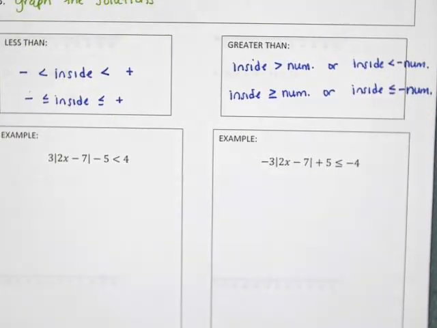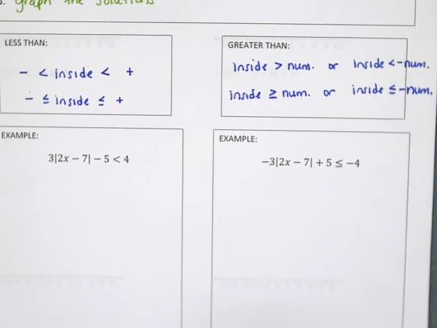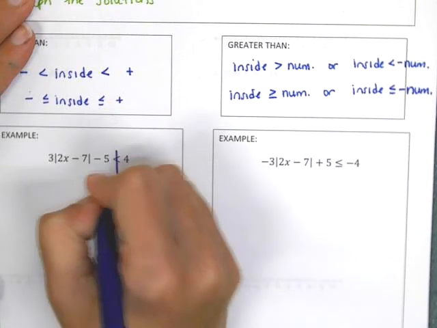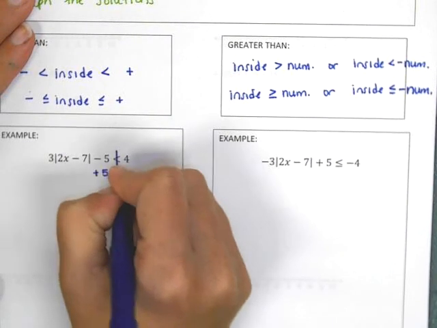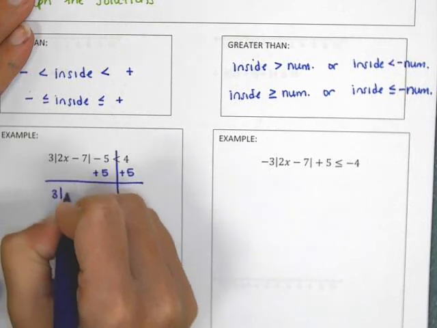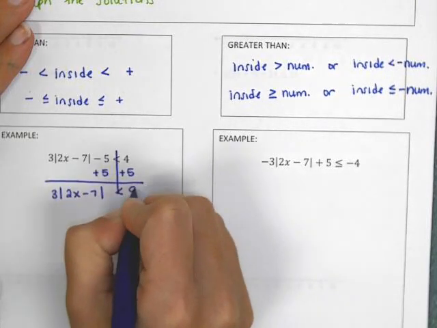All right, so let's look at both examples. The first example is going to have a less than symbol, and the second example is going to end up having a greater than symbol once we've rearranged it. So step one is isolate the absolute value. In this problem, that means I'm going to add the 5 on both sides, which means I get 3 times the absolute value of 2x minus 7 is less than 9.